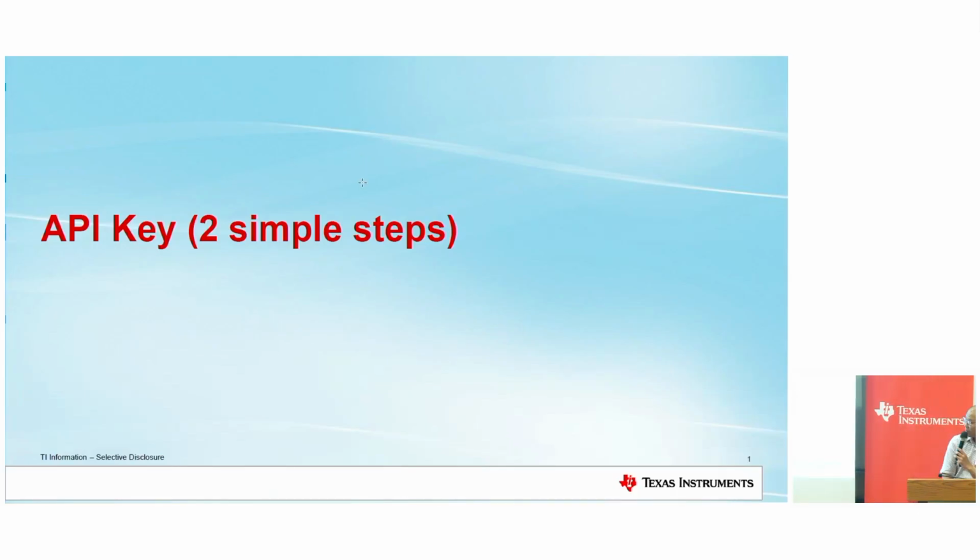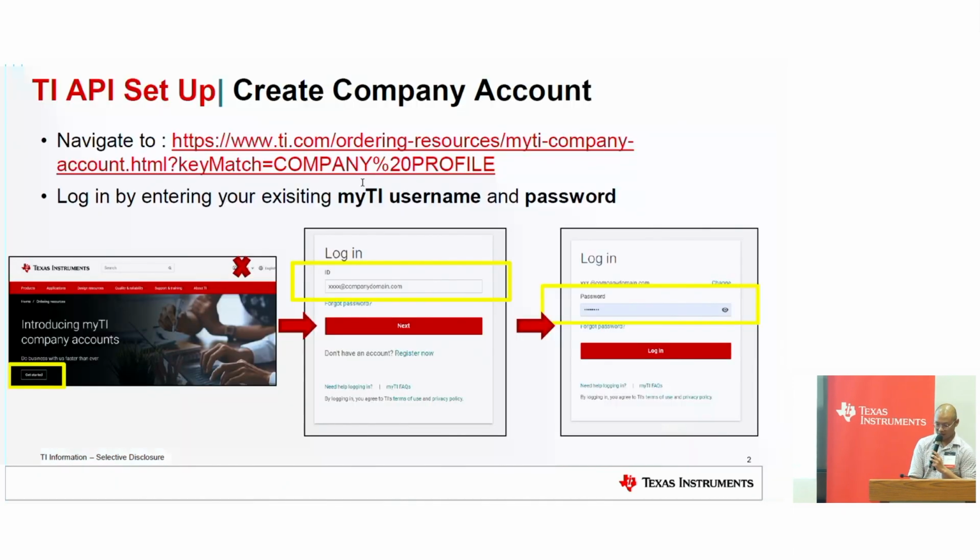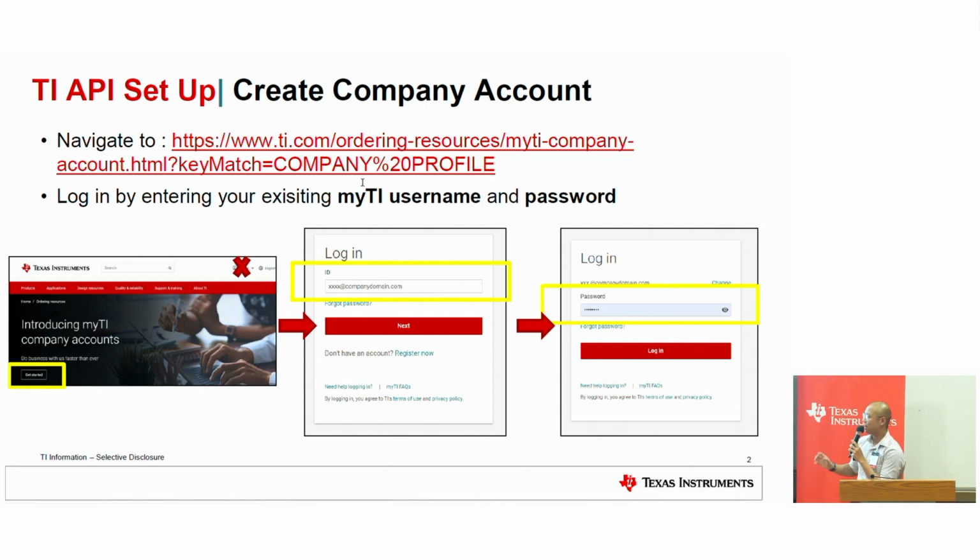So to apply for an API key, there are two simple steps. The first thing is to navigate to this link over here. Actually, I have an updated slide with the QR code, so later I will pass out the handout to you all. For those of you who have not created a company account, you can scan the QR code and start to apply for the company account. Just follow the steps.